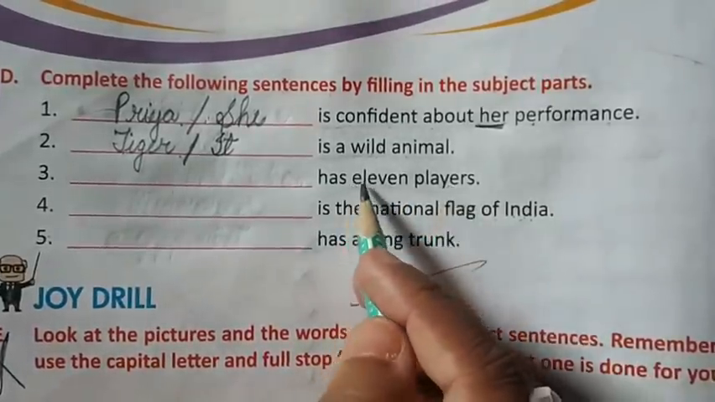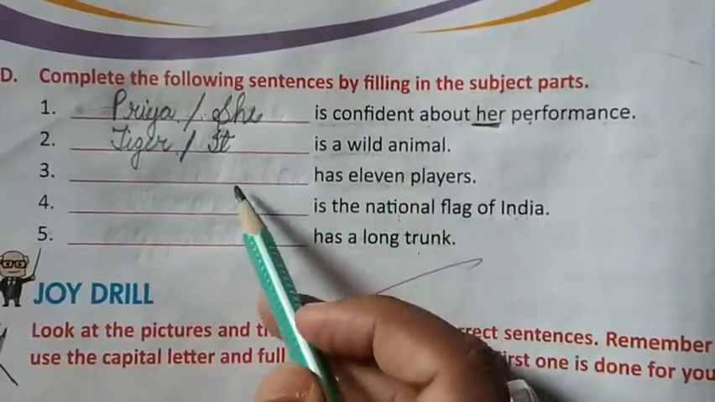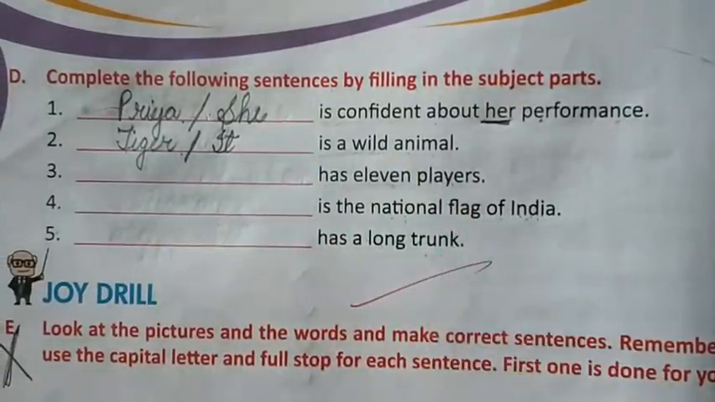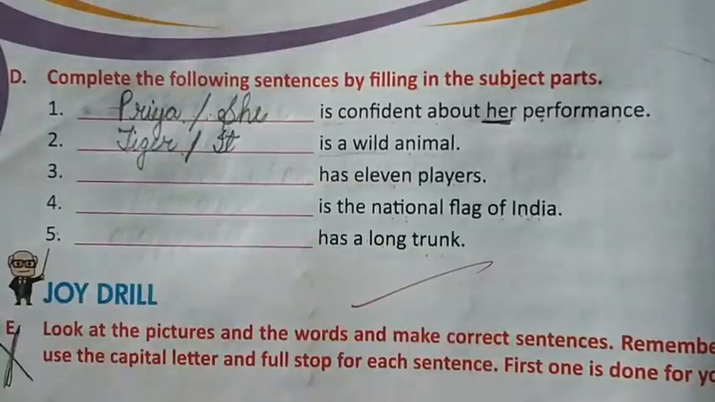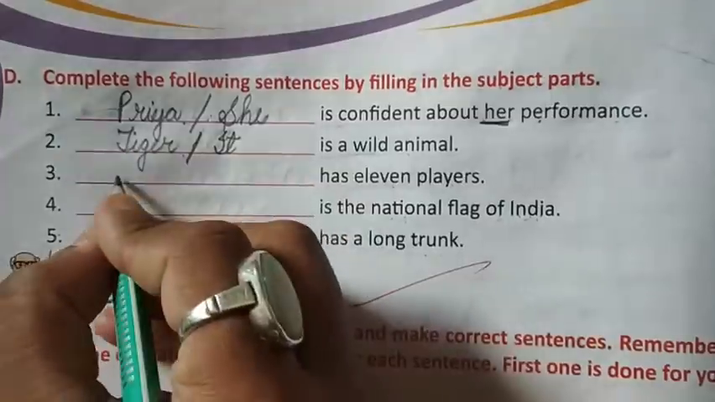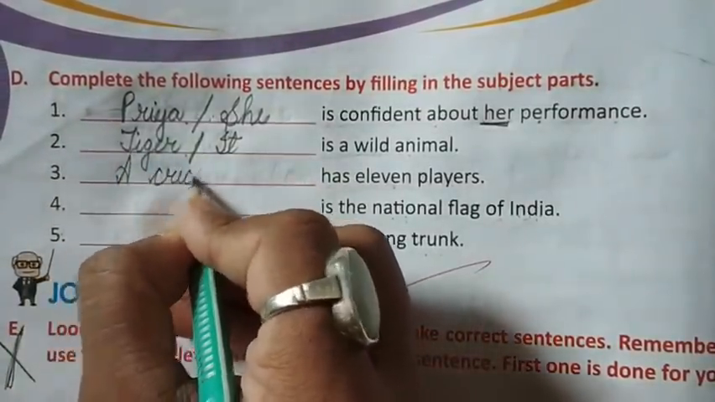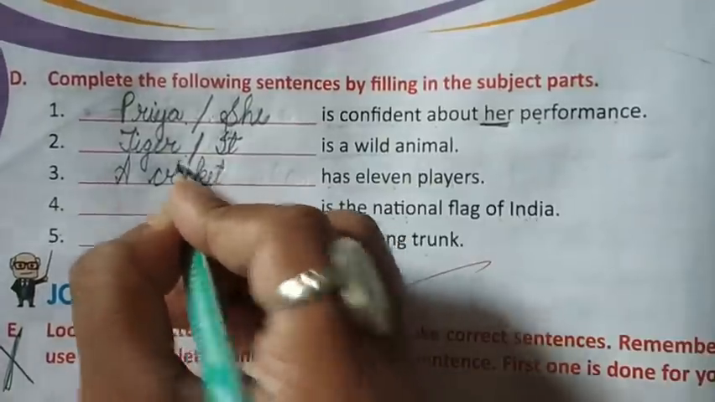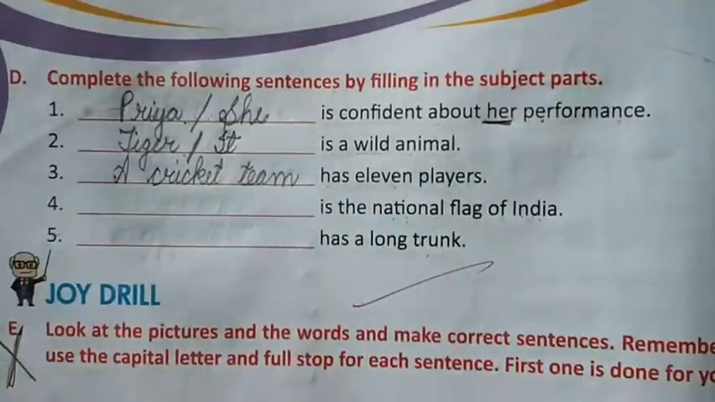Now the third one is "has 11 players". Now see children, here this predicate part is describing a game or a sport which has 11 players in it. So which sport or which game has 11 players in it? Cricket. Okay, so here you will write down a cricket team. A cricket team has 11 players in it.